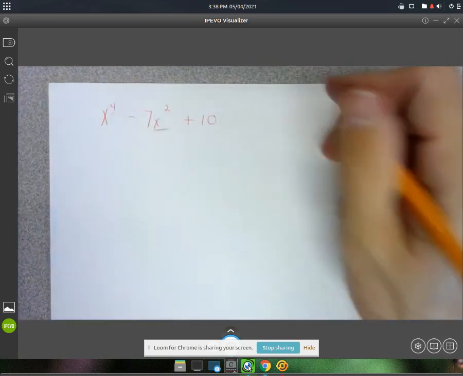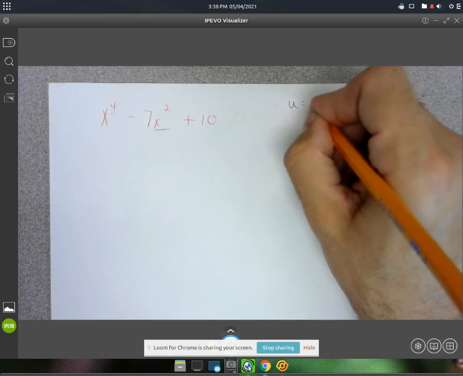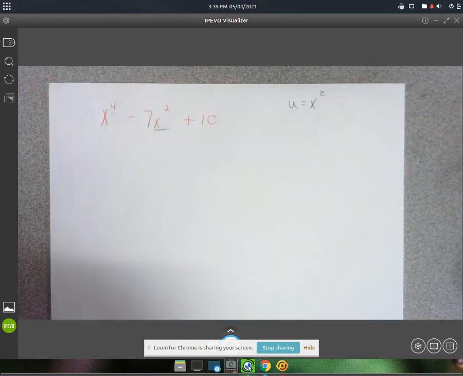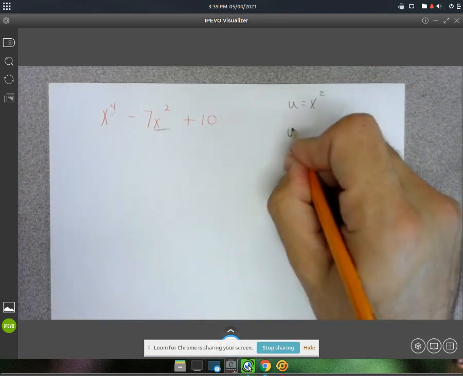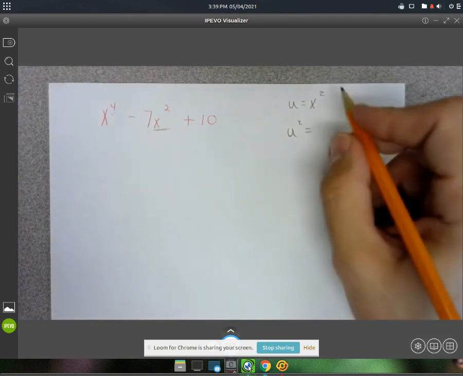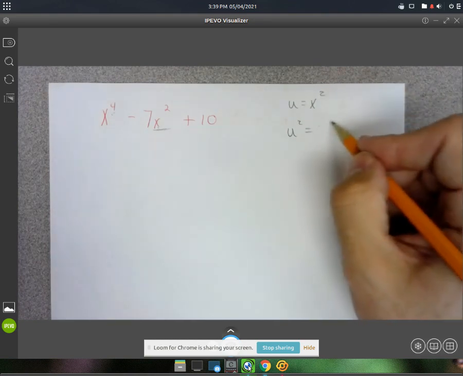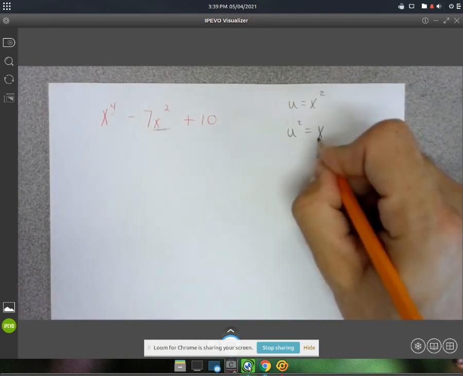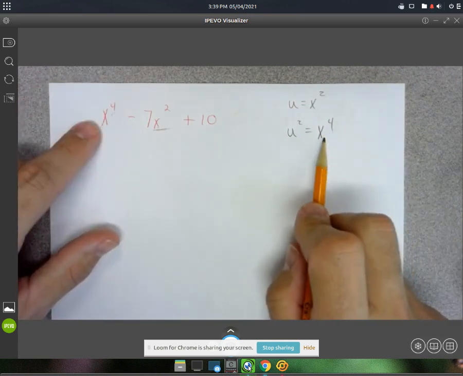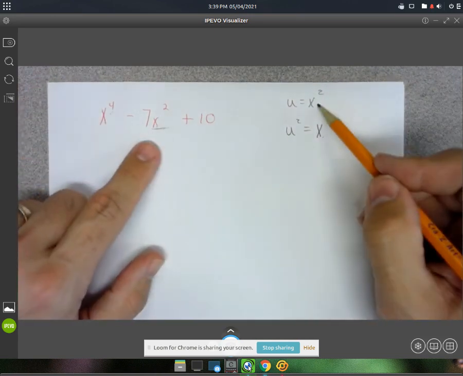So the way it starts is you're going to say u equals x squared. And I'm getting that from my middle term there. And what that means is that u to the second power, well, if u is equal to x squared, then u to the second power would equal x to the fourth. And so you see how you match that up and you match that up.